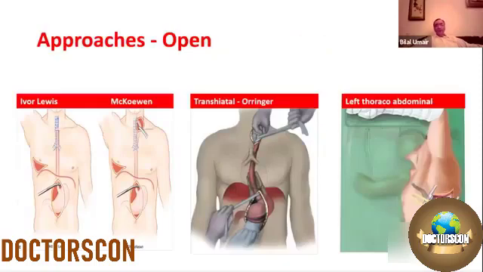Those who would advocate an Ivor Lewis would say, open the abdomen, do a laparotomy, make a tube, go into the right chest and do the anastomosis. Or mobilize in the chest and then turn the patient around and mobilize the stomach into the neck. Or just avoid a thoracotomy as Orringer would do, with its own advantages, or a left thoracoabdominal approach.